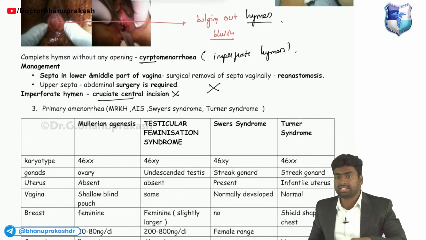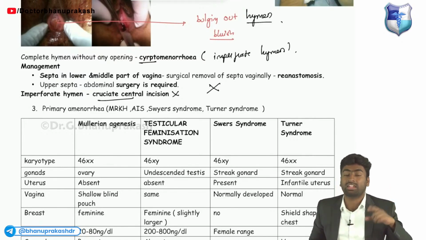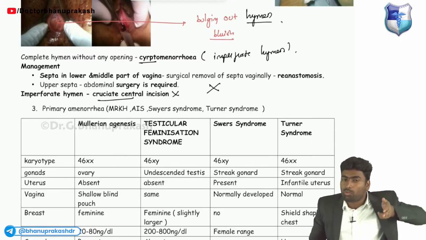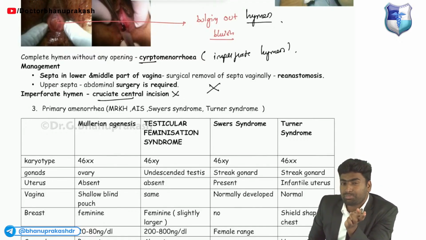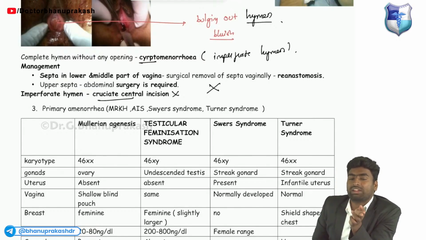And in this case, we won't do a per vaginal examination. We'll do a per rectal examination. When we do the per rectal examination, you will be able to see a bulging of the anterior wall of the rectum.